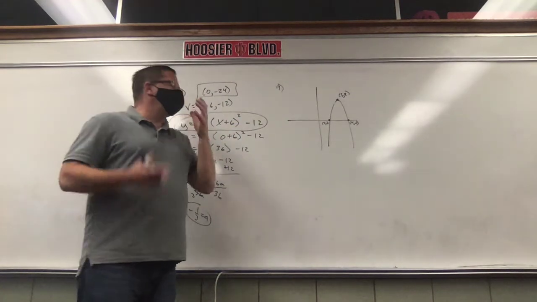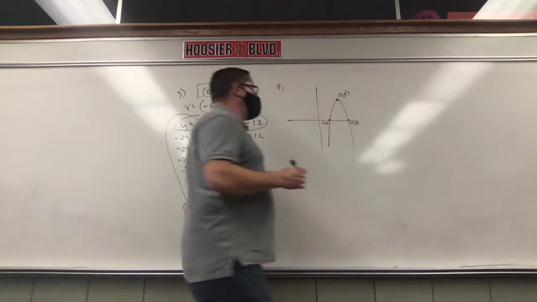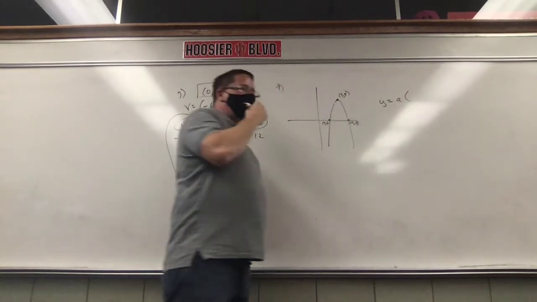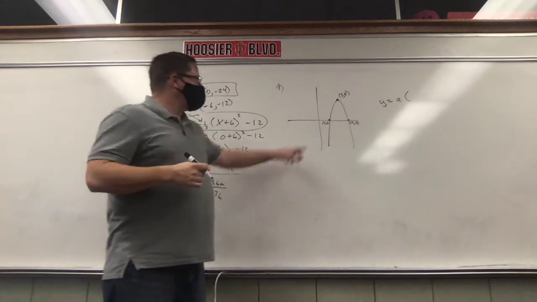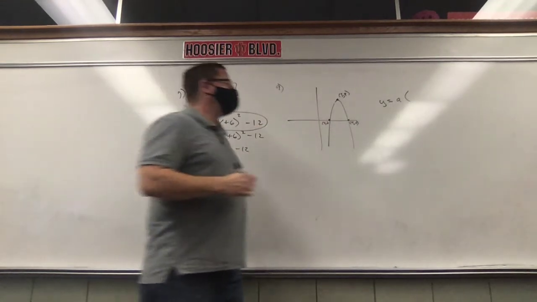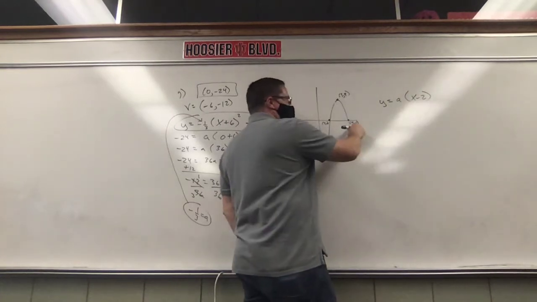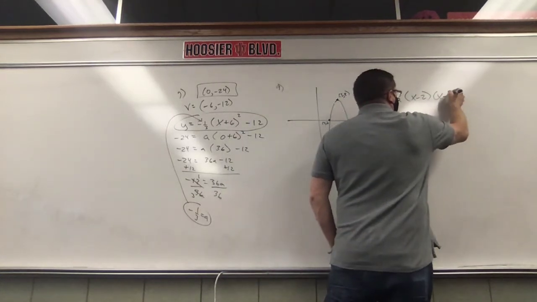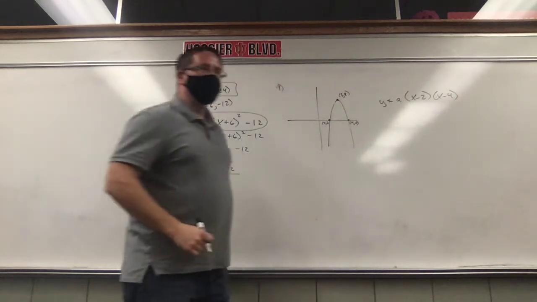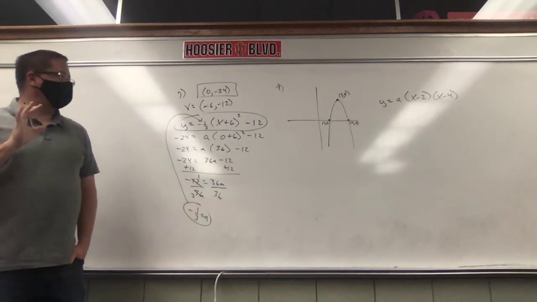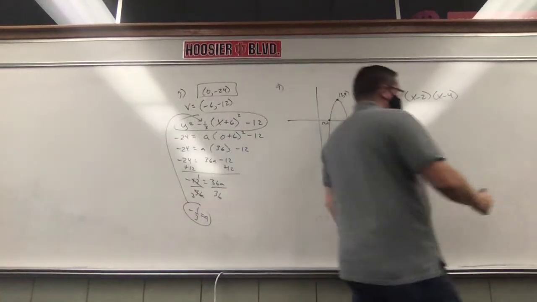For intercept form, what it's going to look like is y equals a, and use your intercepts. Your intercept is 2, so I'm going to write (x minus 2). Remember, it's always the opposite. The other intercept is 4, so (x minus 4). That's intercept form.